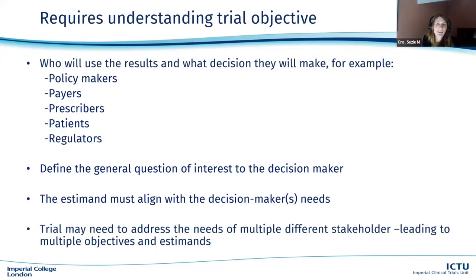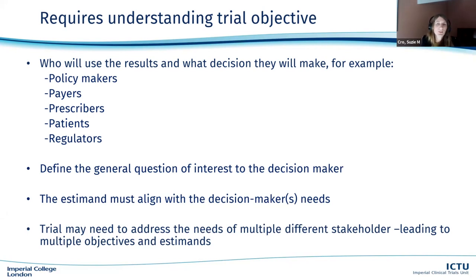So to begin constructing estimands, you do need a clear understanding of the general trial objectives. So this requires knowing who will use the results and what decisions they'll make. For example, are the results of interest to policymakers, payers, prescribers, etc. Then you can define the general question of interest to the decision maker. For example, a policymaker might want to understand the effect of treatment if it were introduced into routine practice, whereas a prescriber might want to know the treatment effect if taken as directed. So the estimand needs to align with the decision maker's needs.